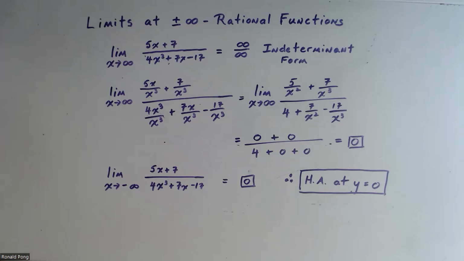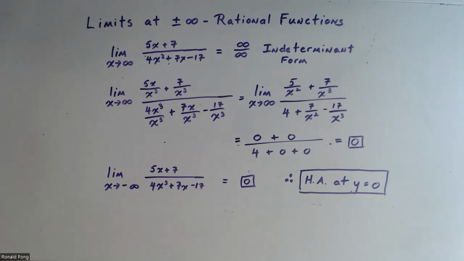Now, if we take the limit as x approaches infinity, we note that 5 over a very large number squared is approaching 0, as would be 7 over infinity cubed. 4 is unaffected in the denominator, but 7 over x squared and negative 17 over x cubed also head toward 0 as x approaches infinity. And the result is 0 over 4, which is 0.